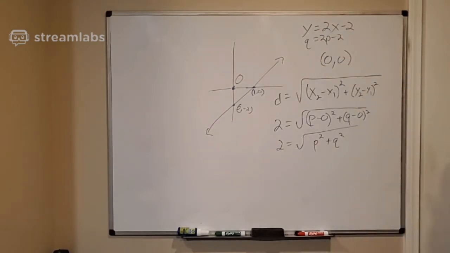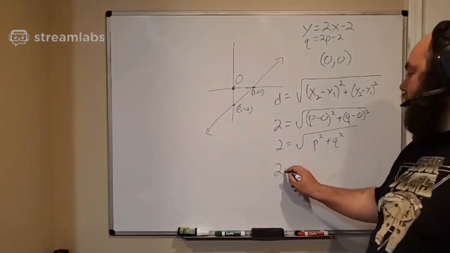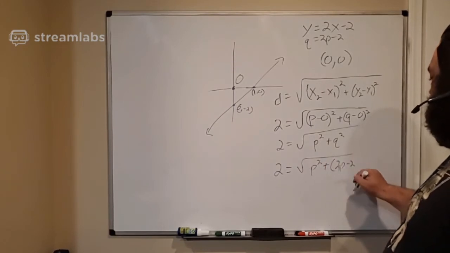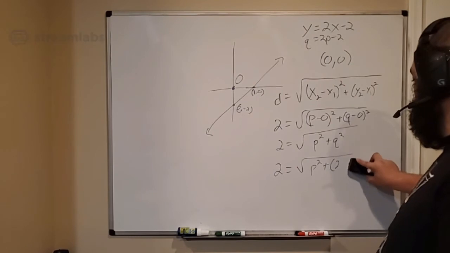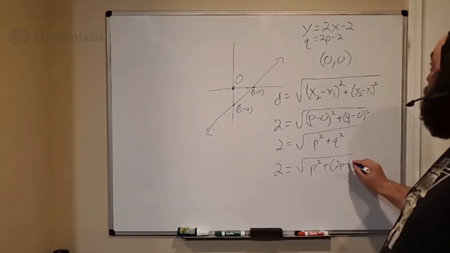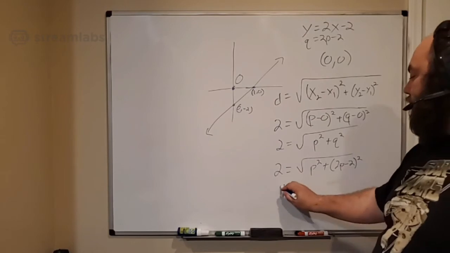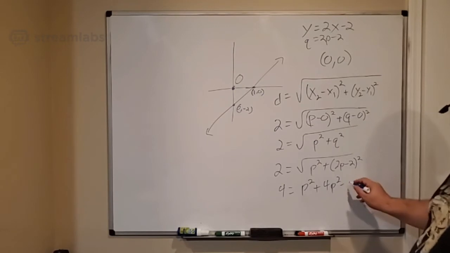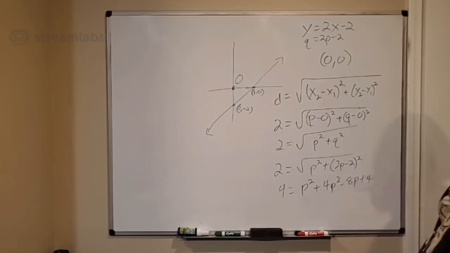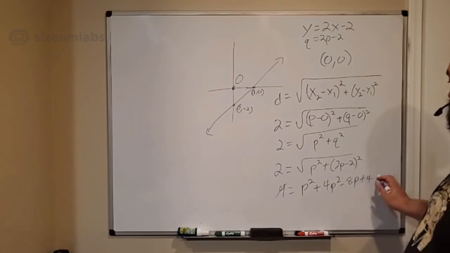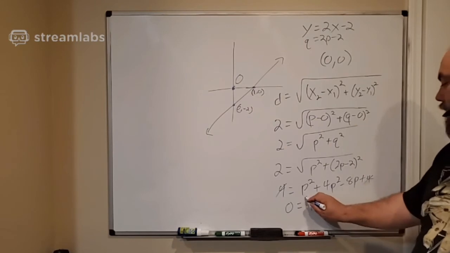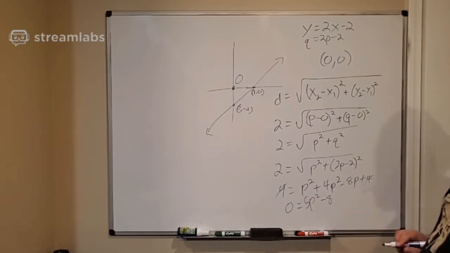It's already solved for q for me, so I'm going to plug that in first. So I get 2 is equal to the square root of p squared plus (2p minus 2) squared. Square both sides. I'm going to go ahead and distribute. Minus 8p plus 4. Ooh, that's nice. The 4's cancel for us. So we get 0 equals 5p squared minus 8p, sorry, which is very easily factorable.